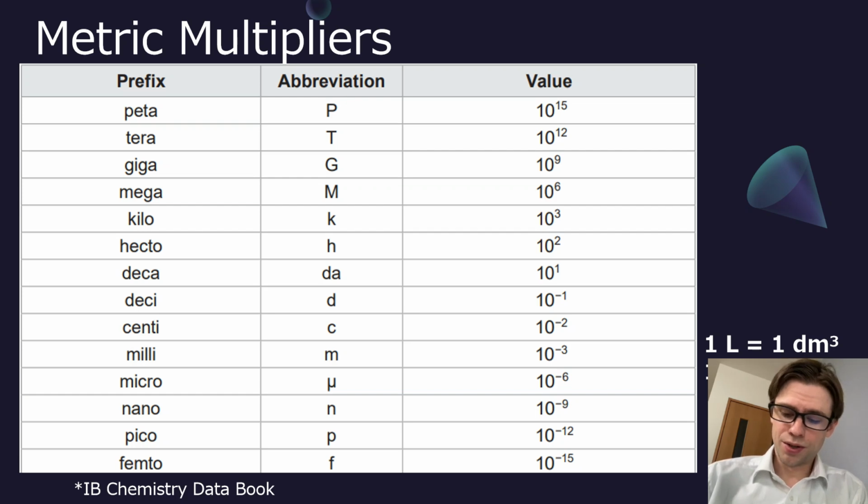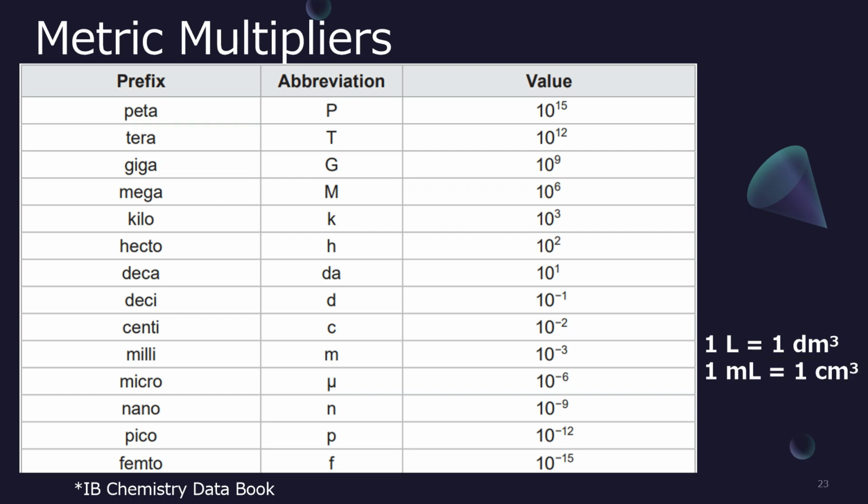Now, you should also know that 1 liter, a metric unit of volume, is equal to 1 decimeter cubed. And similarly, 1 milliliter is equal to 1 centimeter cubed. I think that's also in the data book. All right.